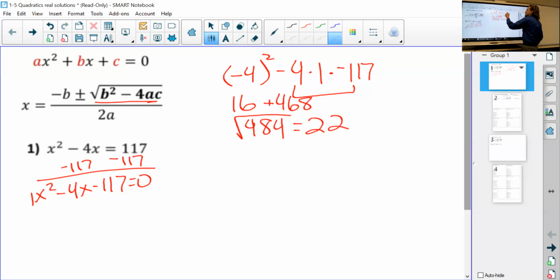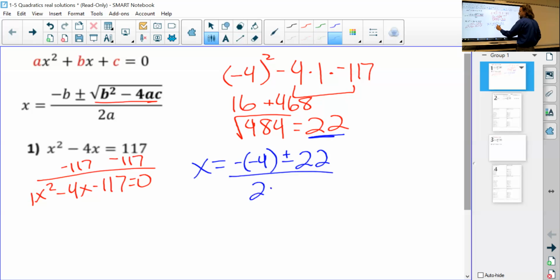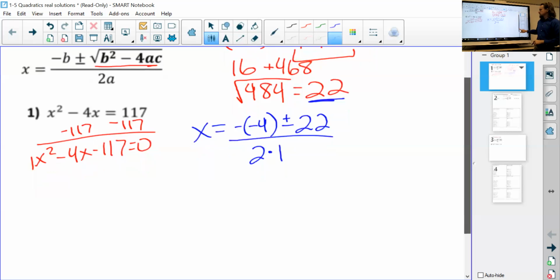Okay? So that's all this under the square root. So now I'm going to write out the rest of the equation. So x equals negative b, so negative 4, plus or minus, we said this was 22, right? We just took this number here, copied it down, all over 2 times a, and a is still 1. Okay? So since this is a whole number, I can work this out for plus or minus. So I'm going to separate this into two different equations.